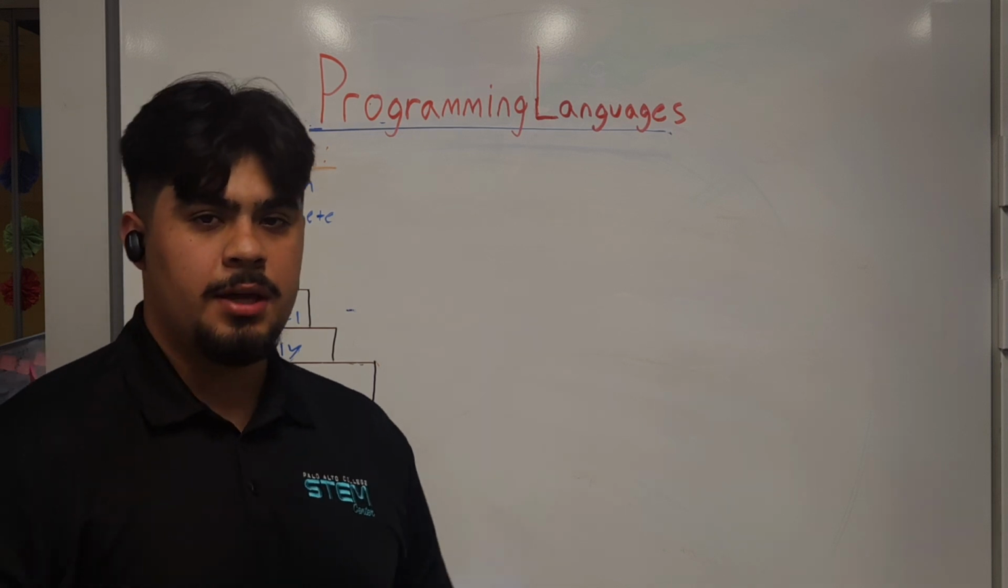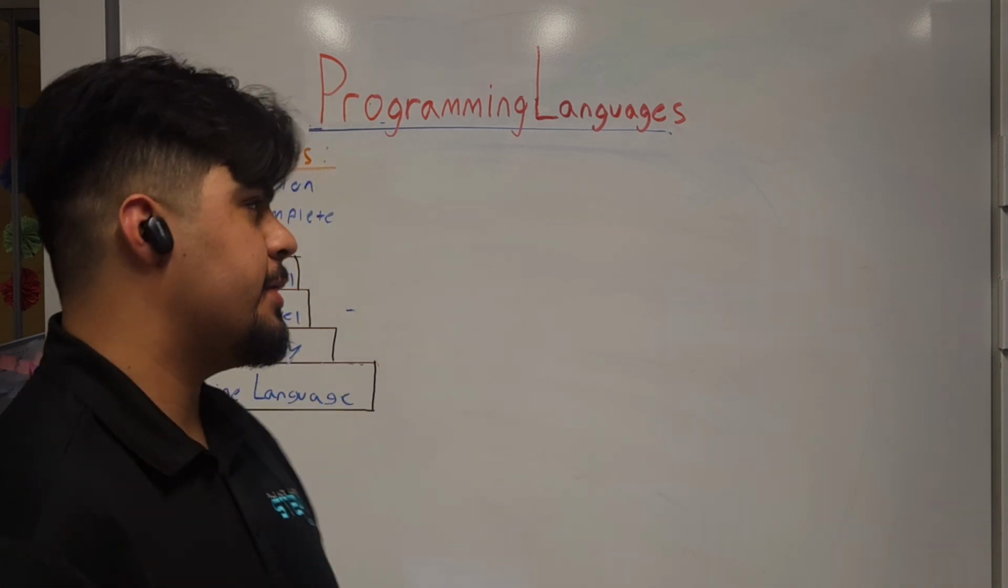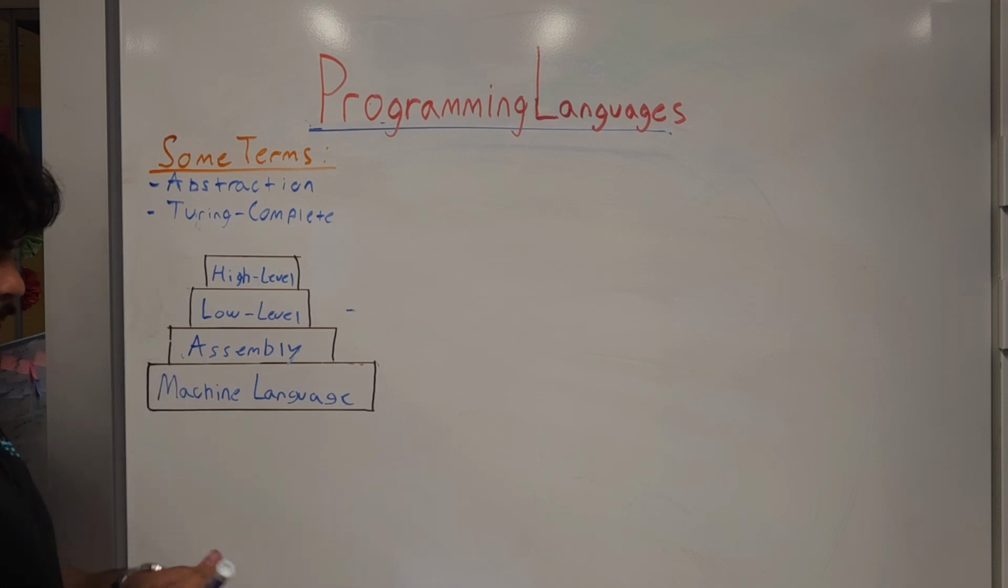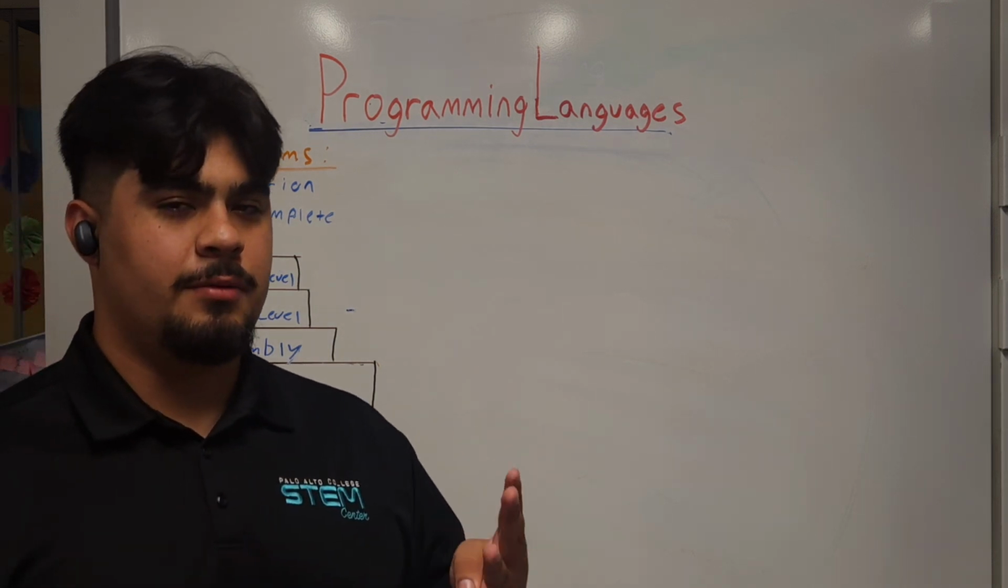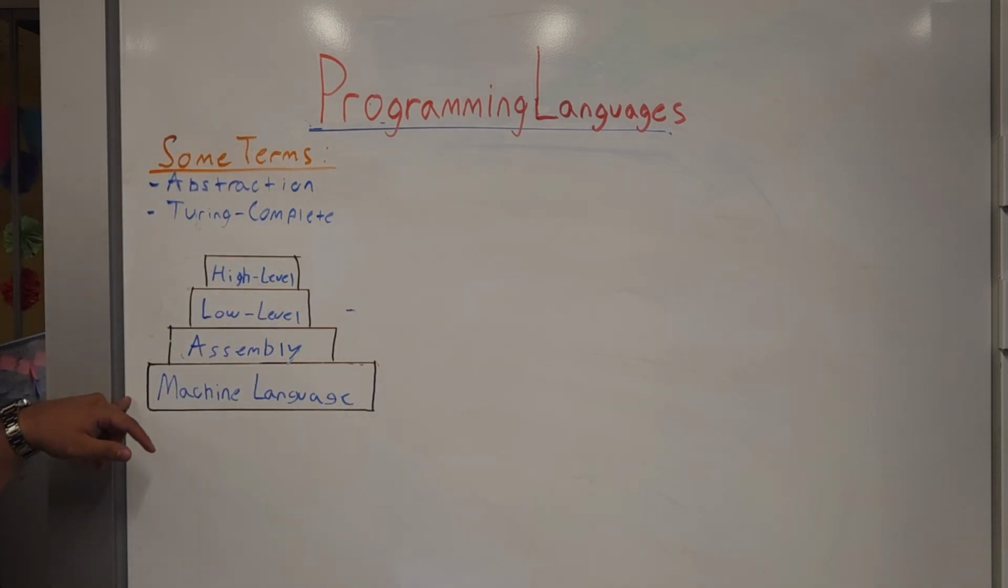Hello everybody, my name is Elias, and today I'm going to go over a comparison of some programming languages. It's very important to know that there's 4 distinct types of programming languages. We have machine language, assembly, low-level, and high-level languages.